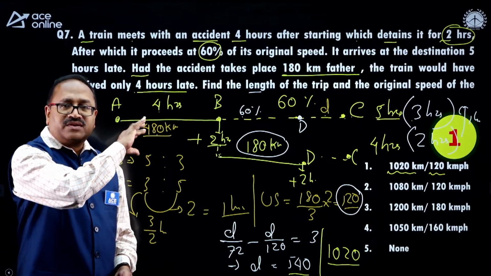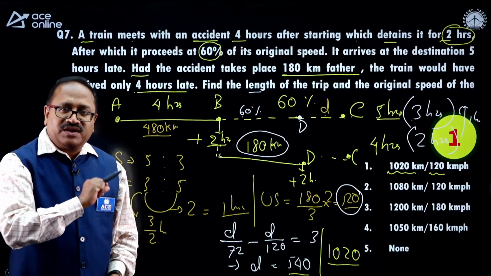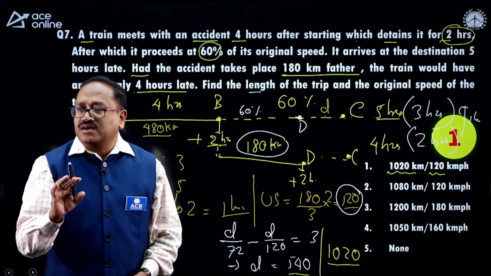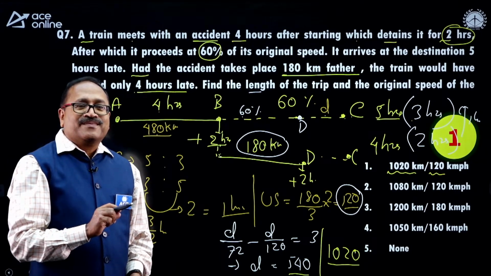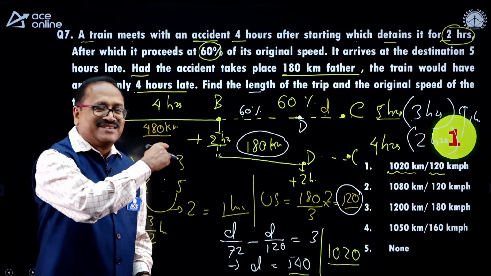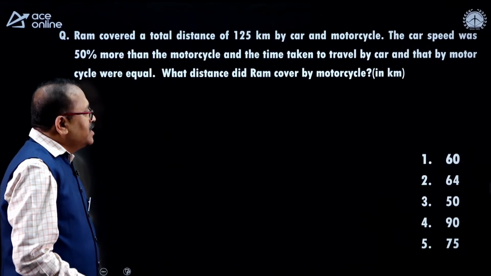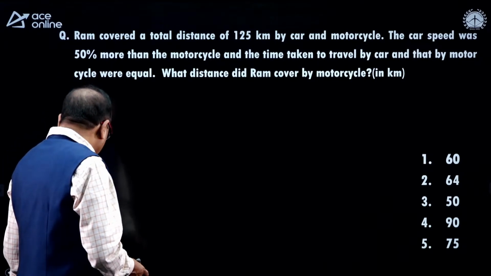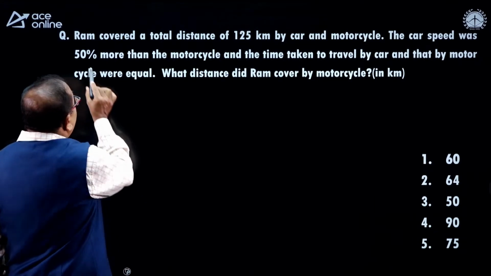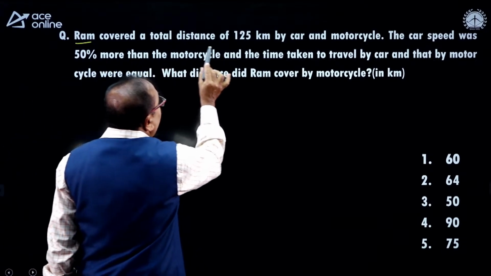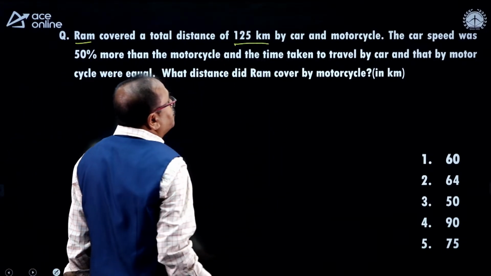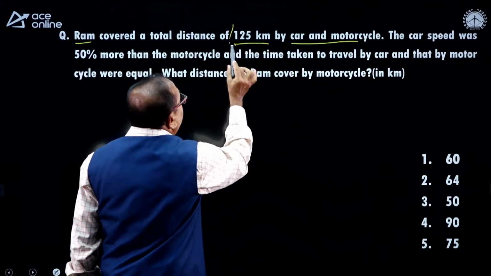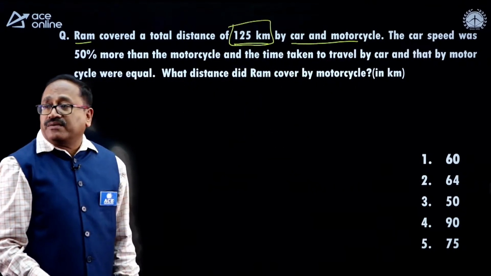This is a very important question and people consider that it is a difficult question. But if you know how to approach this question, it is not very difficult, Mr. Ghosh. The next question on the board is this. All the questions which we are discussing are very, very important questions. Now, look at this part. Ram covered a total distance of 125 kilometer by car and motorcycle. This is total distance, 125.